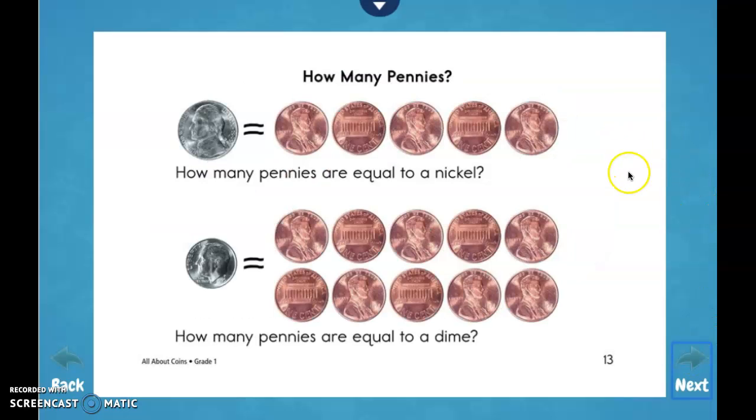How many pennies are equal to a nickel? Well, we know that a nickel is worth 5 cents, so we need to put together 5 cents. How many pennies are equal to a dime? We know that a dime is worth 10 cents, so we need to put together 10 pennies to make a dime.